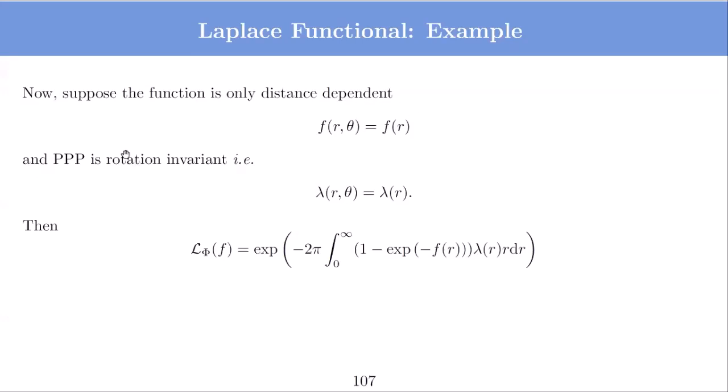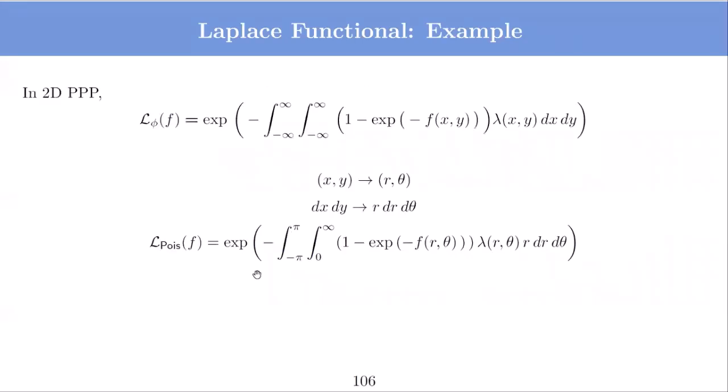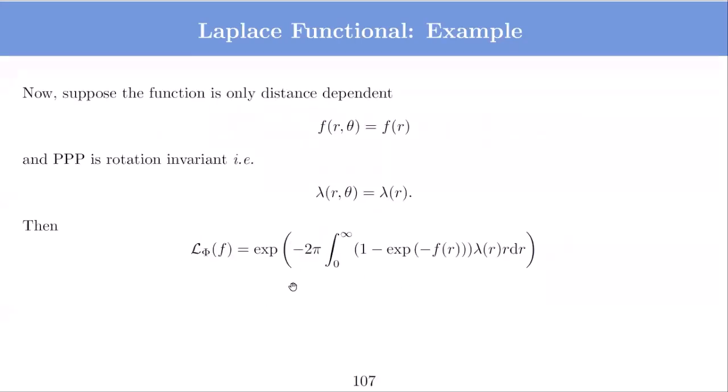And the PPP is also rotation invariant. It means it is the same in all directions. Then the density will be only a function of r. I'll just write it as lambda(r), and then the Laplace functional can be given in the following format. The integration with respect to theta will go away because this term is independent of theta. We just get 2 pi here. So 2 pi times the integral of 1 minus the exponential of minus f(r), times lambda(r) r dr.